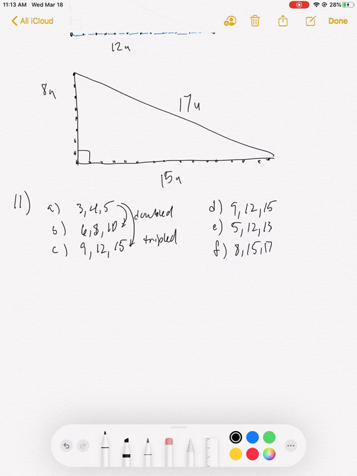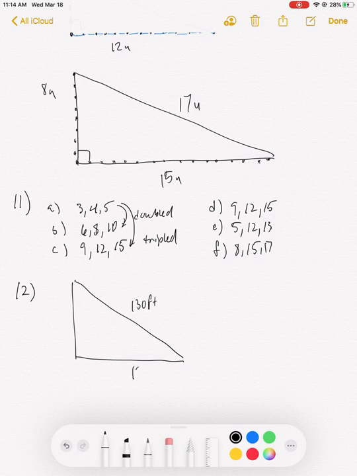Now number 12, which is our last problem, is using Pythagorean triples to determine the missing length here. So I'm going to redraw the triangle. We have 130 feet. We have x feet, that's the one we're trying to find. And then this one is 50 feet. Take a moment, pause the video, and find out what x is.